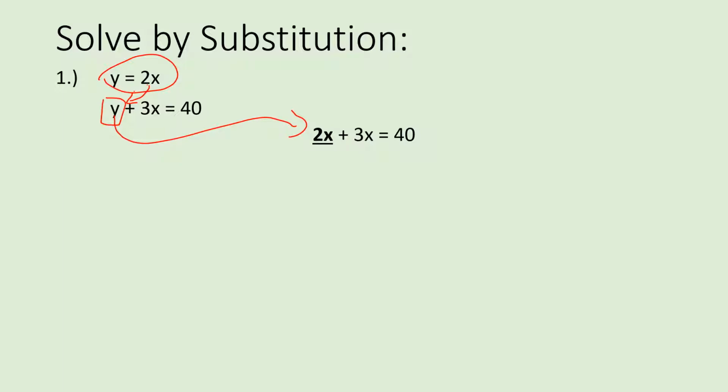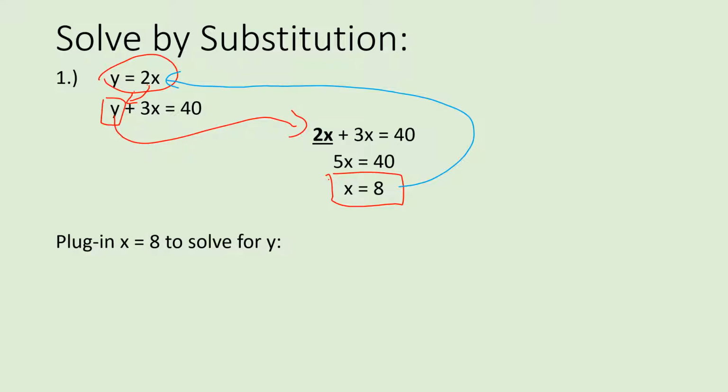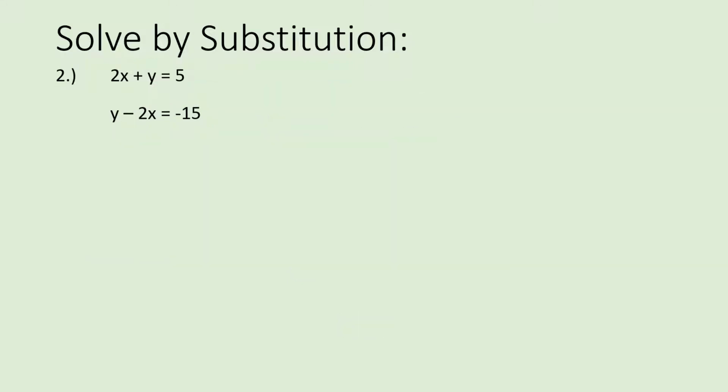So now we have 2x plus 3x equals 40. Combine like terms, solve it, we get x equals 8. Once we have this, we're going to plug it in to solve for y. So take it, put it up here. 2 times 8 gives us 16. So we have x, we have y, and we always want to write our answer as a coordinate point, x, y. So 8, 16.